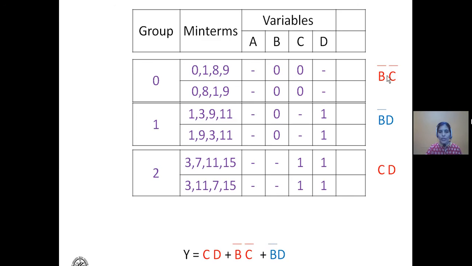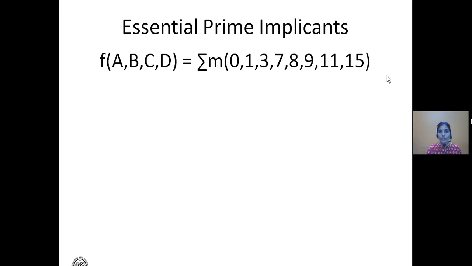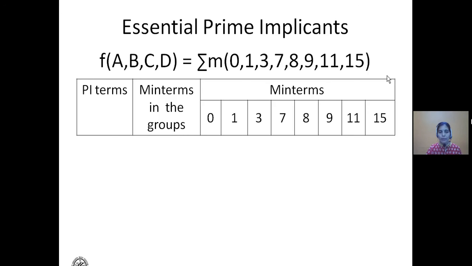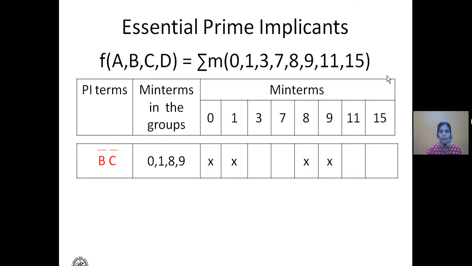So these are the three terms which represent the three groups of 4 ones. The expression which we can write for these min terms is Y equals CD plus B bar C bar plus B bar D. These represent the prime implicants. Are they the essential ones? This question can be answered by writing the table for the prime implicants. The first prime implicant is B bar C bar, which includes 0, 1, 8, 9. We write all the min terms and put a cross for those min terms which are included in this prime implicant, B bar C bar.